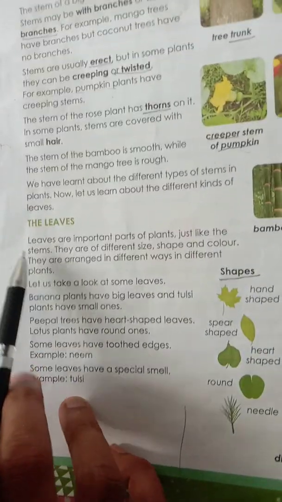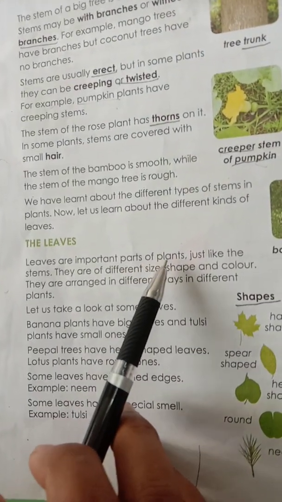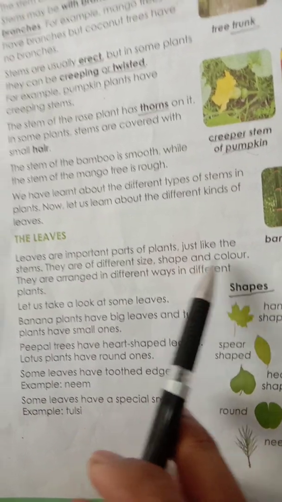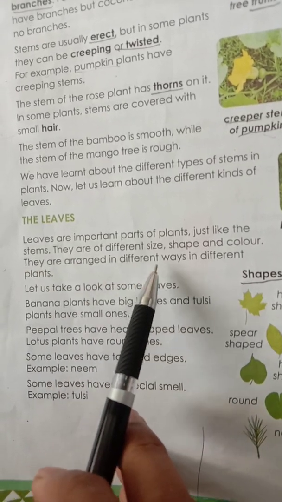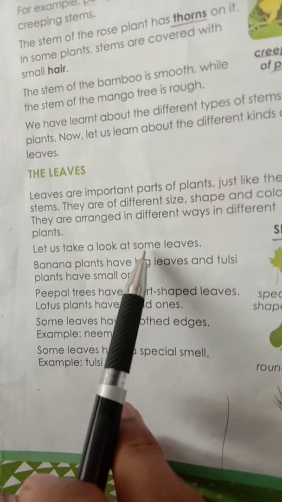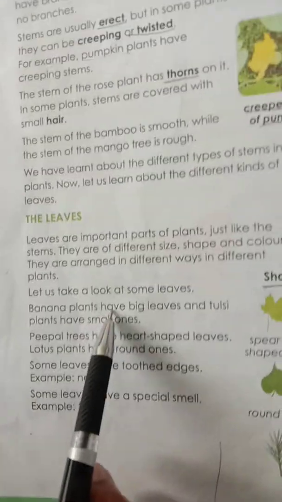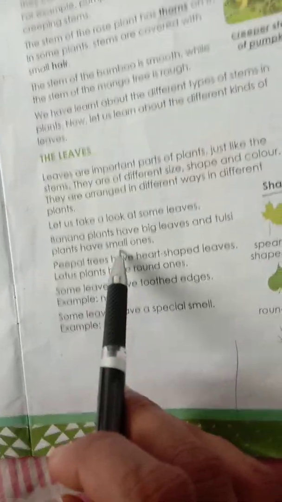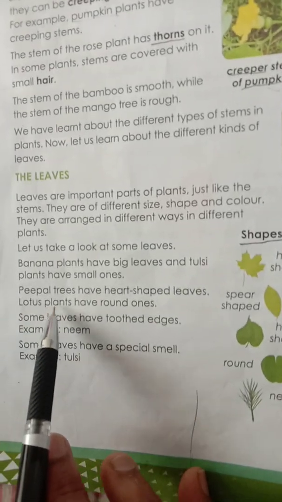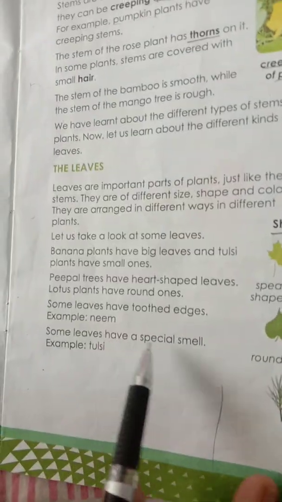The leaves. Leaves are important parts of plants, just like the stems. They are of different size, shape, and color. They are arranged in different ways in different plants. Let us take a look at some leaves. Banana plants have big leaves, and tulsi plants have small ones. Peepal trees have heart shaped leaves. Lotus plants have round ones. Some leaves have toothed edges, for example, neem. Some leaves have a special smell.